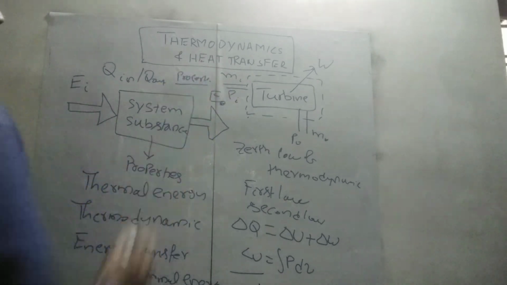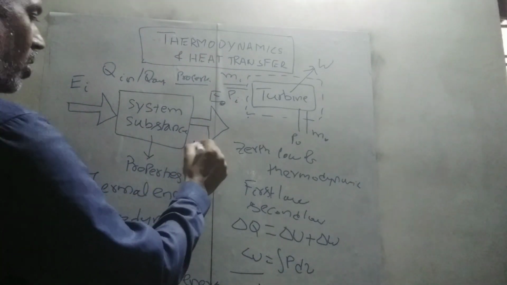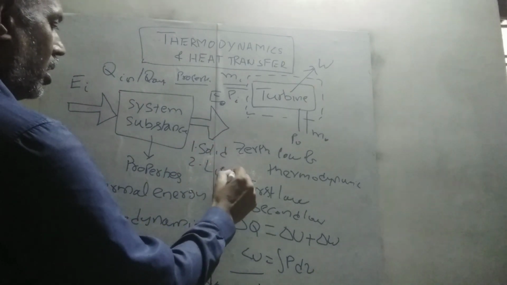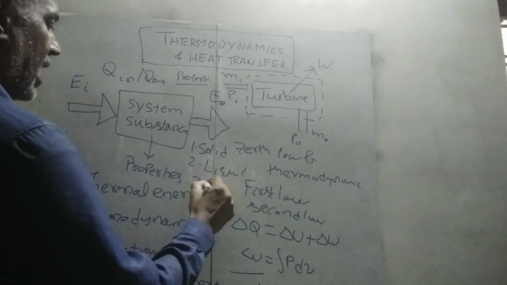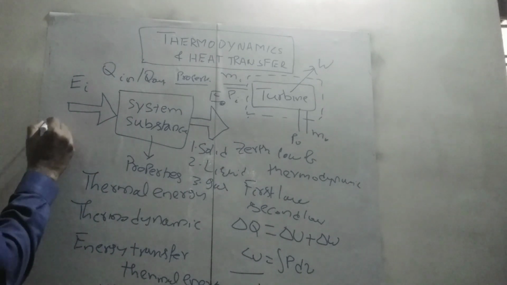And here the substance which we are considering are of three types. One is solid, second one is liquid, and third one is gas. Now, when you are trying to apply the heat on a solid, you are trying to observe the temperature distribution of the solid, and it is called conduction. In heat transfer, you are trying to study the conduction.